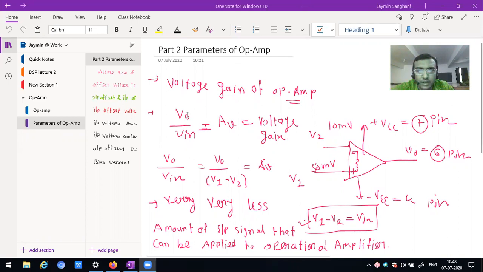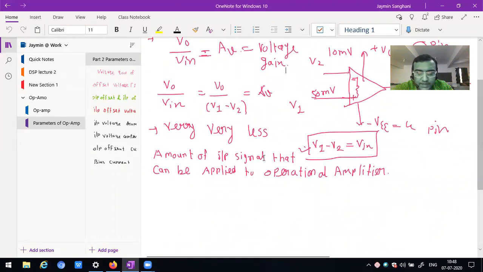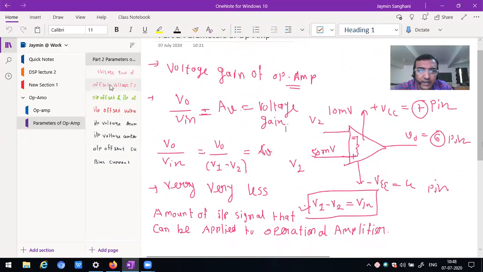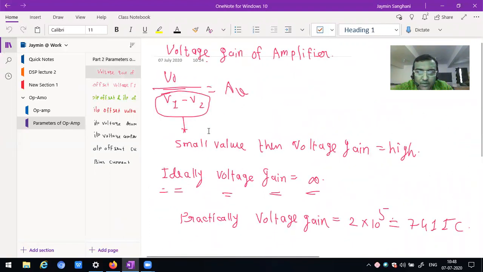Parameters of the operational amplifier: the voltage gain of the Opamp is V0 divided by V in. See this equation, it is known as AV. Very little input signal can be applied to the operational amplifier. Ideally the voltage gain of an operational amplifier is infinite, and practically it is 2 into 10 raised to 5. For a small input, our voltage gain is high. So it is known as the voltage gain of the amplifier.